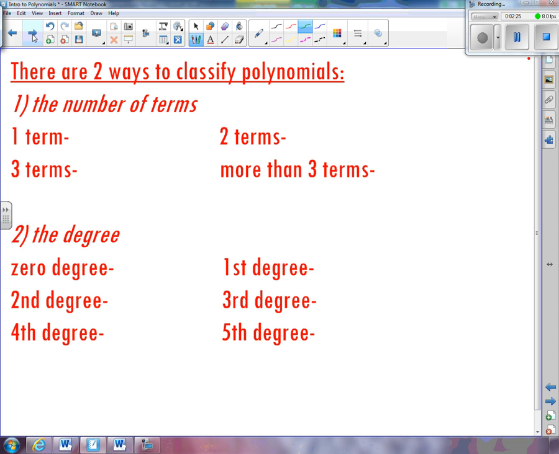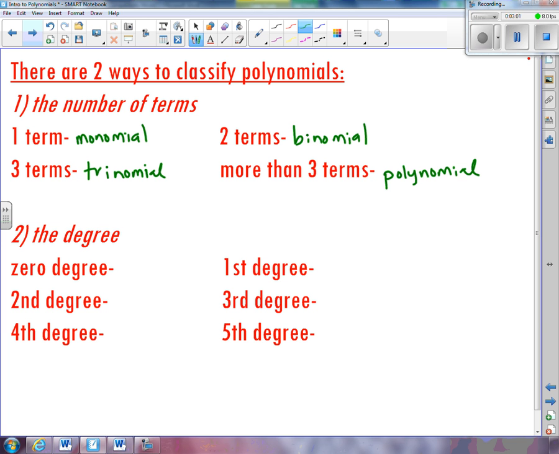So there are two different ways to classify polynomials. One by the number of terms, and two by the degree. So if there's only one term, that's called a monomial, like a monorail. Mono means one. 2 terms is a binomial, like a bicycle, 2 wheels. 3 terms is a trinomial. And if it has more than 3 terms, we just give it a general word of polynomial.